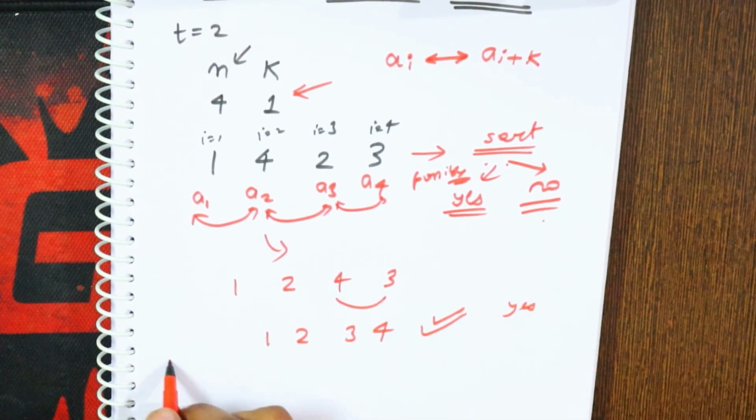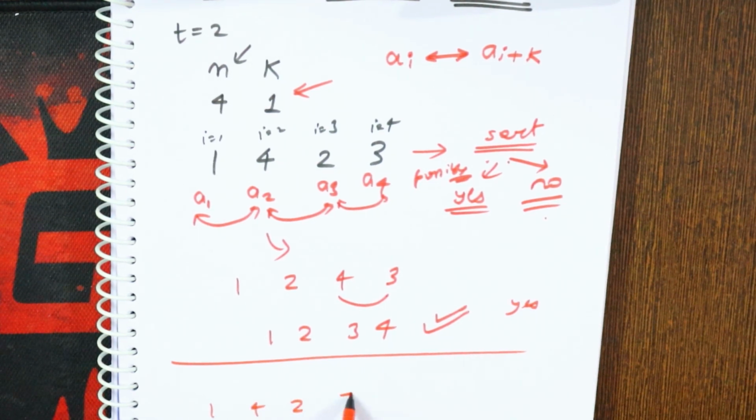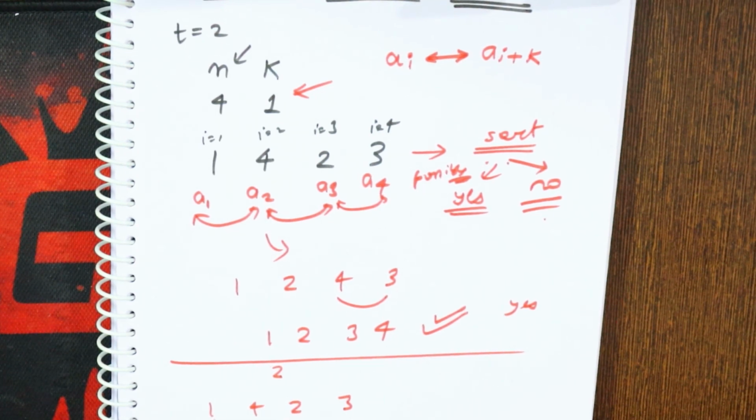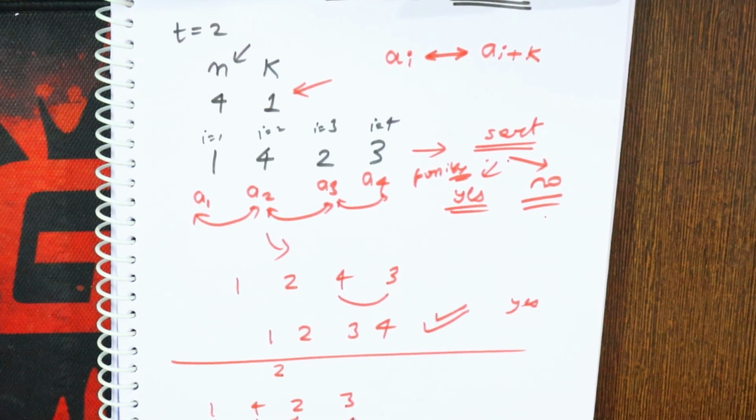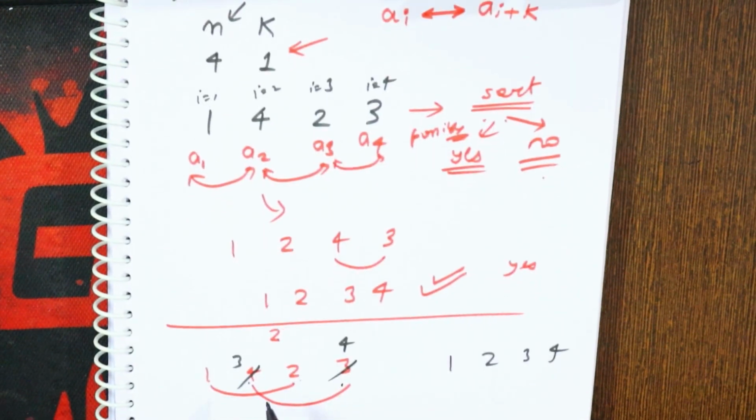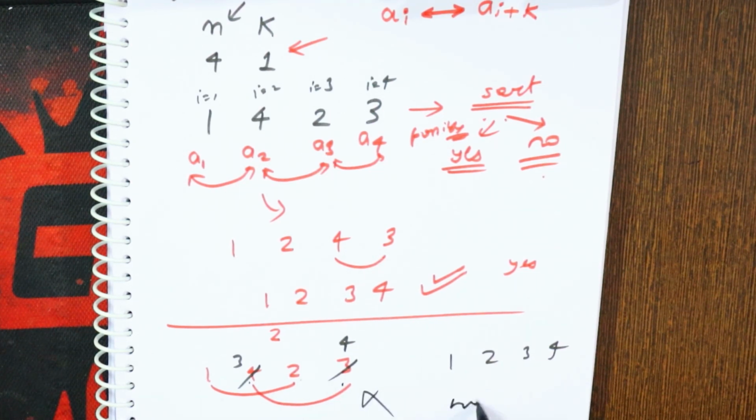But if I take another case, 1, 4, 2 and 3, and the value of K is 2, then A of 1 can be swapped with A of 3 only, and A of 2 can be swapped with A of 4 only. So you can swap this and this, and this and this. But actually you wanted 1, 2, 3 and 4, and now you are not able to swap these. So it cannot be sorted, and my answer will be no.